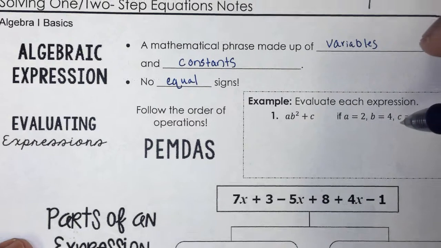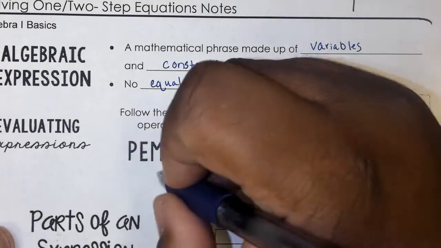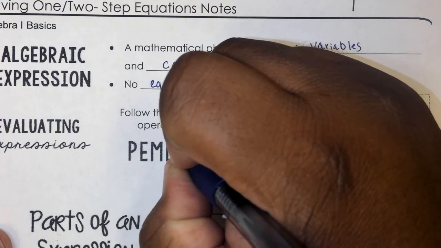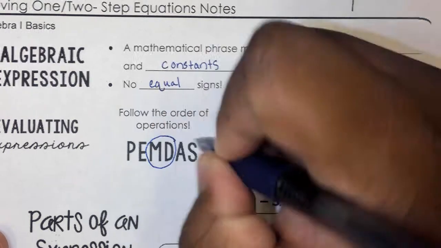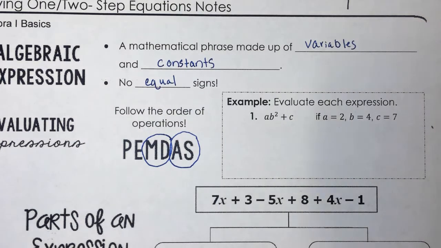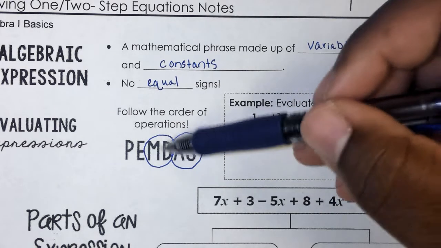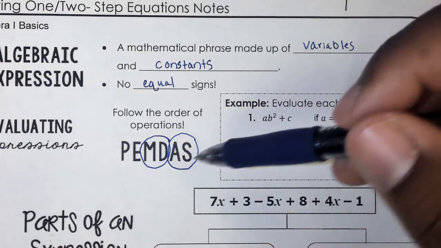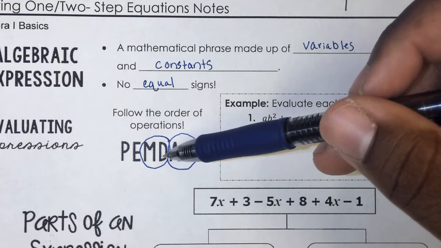Evaluating expressions: follow the order of operations. Y'all should know this, PEMDAS. One thing I will say that kids don't understand about PEMDAS is parentheses, exponents, multiplication and division, addition and subtraction. Meaning, this is the order you go in, parentheses and exponents, but when you get to multiplication and division, those two are inverses of each other. So whichever one you see from left to right first, that's which one you do first. It's not necessarily saying do multiplication first.